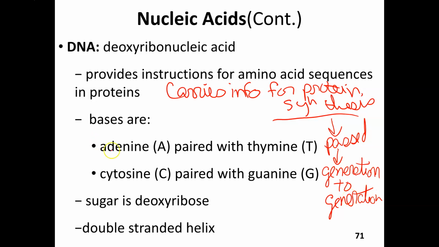In DNA, the bases are adenine, thymine, cytosine, and guanine. Adenine and thymine always pair together. Cytosine and guanine always pair together. The sugar in DNA is deoxyribose, and DNA's backbone then is a sugar phosphate backbone, and it's found in a helical form.